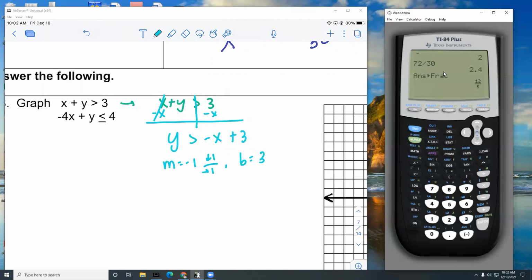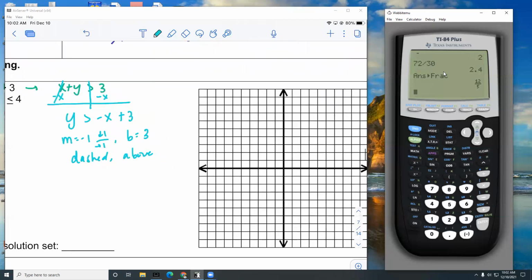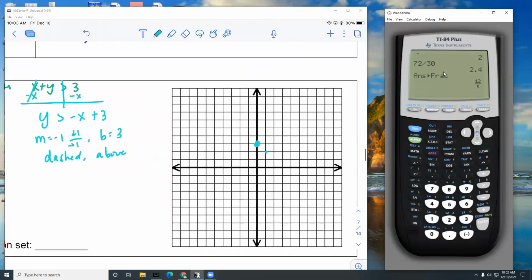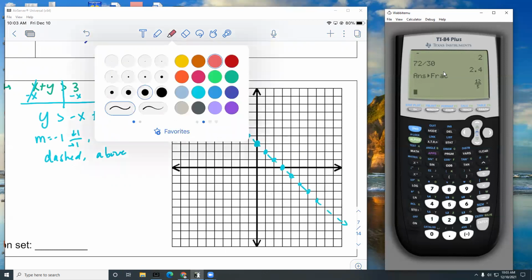It's a greater than sign, so it's going to be dashed, and I'm going to shade above. So let's do that first. Starting at 3, now go down 1, right 1, down 1, right 1 each time. You can also go up 1, left 1, and then just draw in a dashed line through your points. And then very lightly, go ahead and shade above.